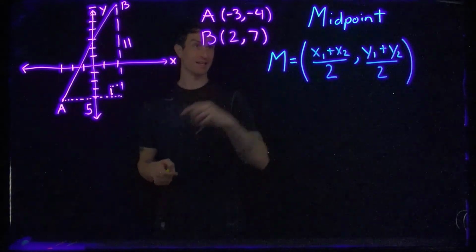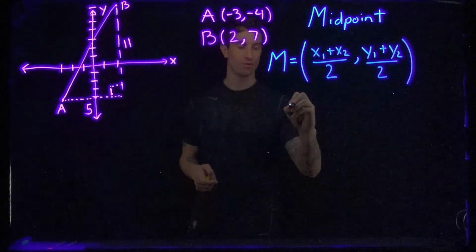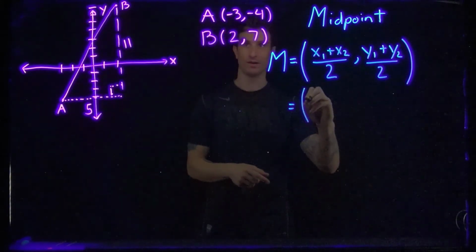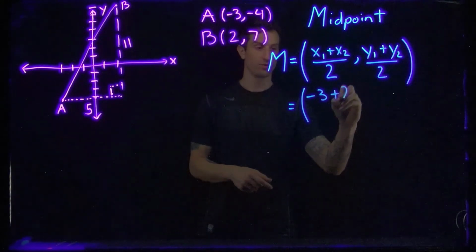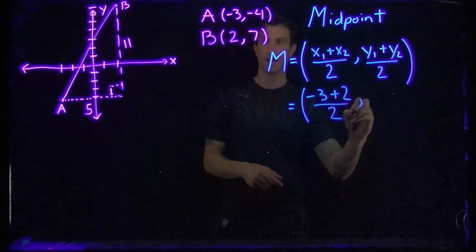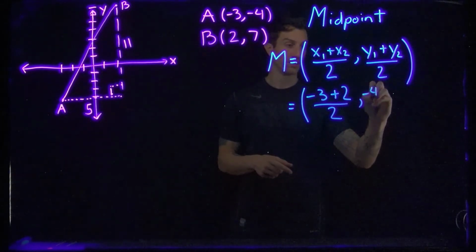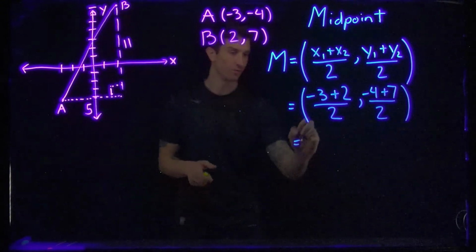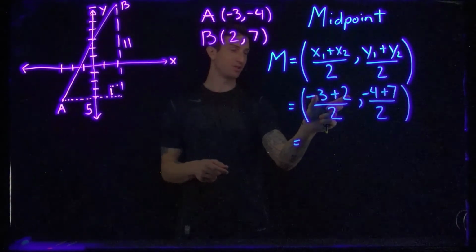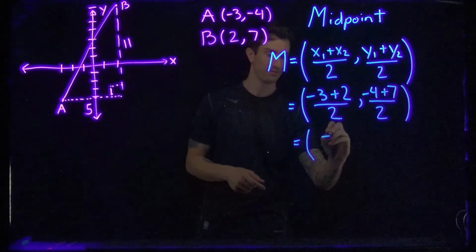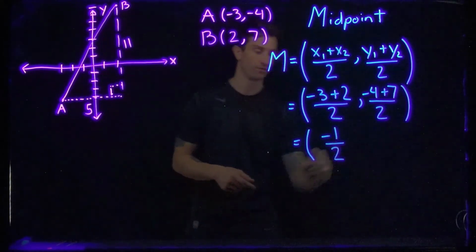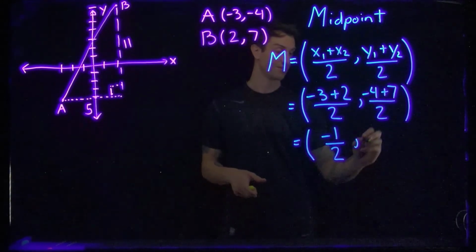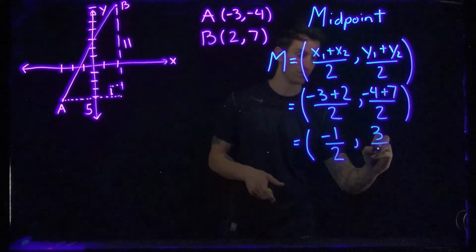Right, so let's put this to the test, make sure it works. Our midpoint here will be equal to, let's just take x1 and x2, so we have -3 plus 2 divided by 2, and we have -4 plus 7 divided by 2. Okay, so what do we end up with? Well, we have -3 plus 2, -1. The ugly fraction, -1/2. And we also have -4 plus 7, so we have the +3/2.